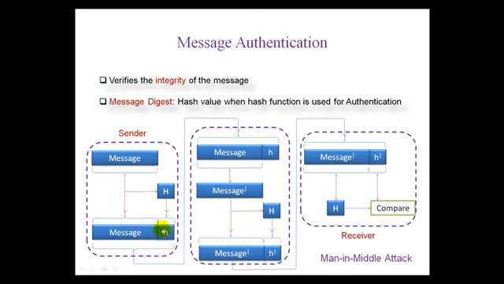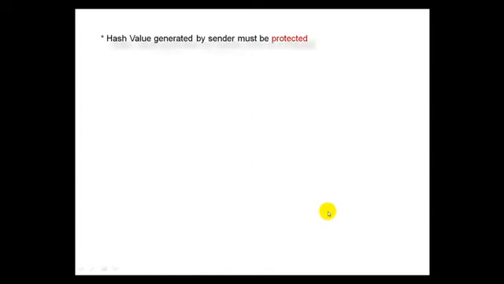If we are able to protect the hash value generated by the sender, it will not be changed by the hacker, and the same H will be sent to the receiver, where he will compare the received hash value and the generated hash value, and of course it will not be the same. Then the receiver will easily understand that something has been done in between. Hence there is a need for protection of the hash value generated by the sender.